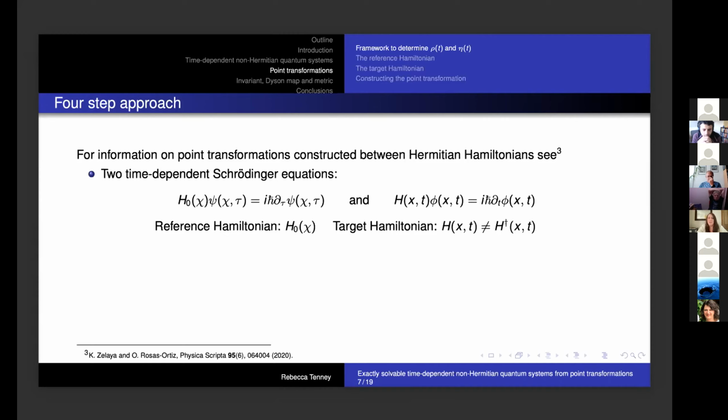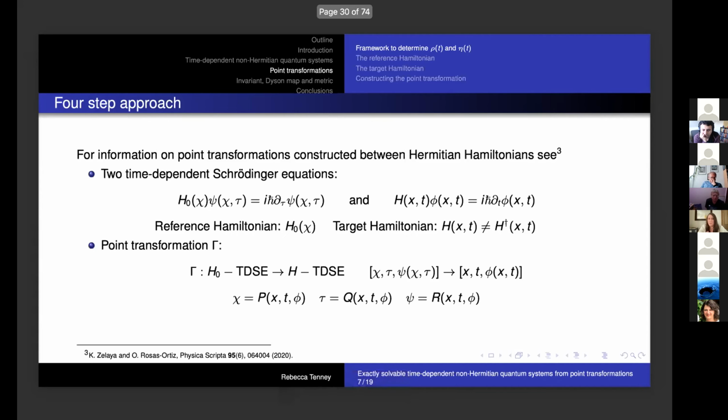So to do this and then eventually end up determining Dyson maps, we consider a four-step approach. To start with, we have two time-dependent Schrodinger equations, one involving what we call the reference Hamiltonian, H0 of chi, which is time-independent, and its space and time coordinates are chi and tau. We then also have another time-dependent Schrodinger equation here for an explicitly time-dependent Hamiltonian, which we will take to be non-Hermitian, and we will refer to as our target Hamiltonian.